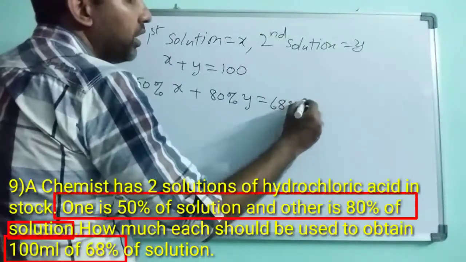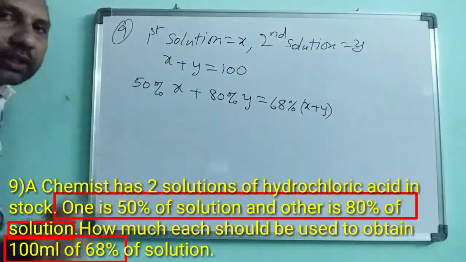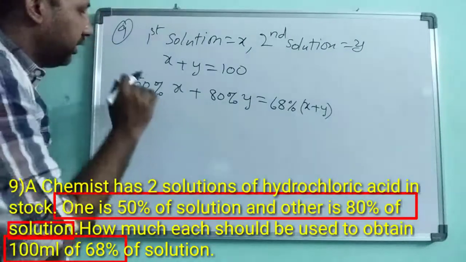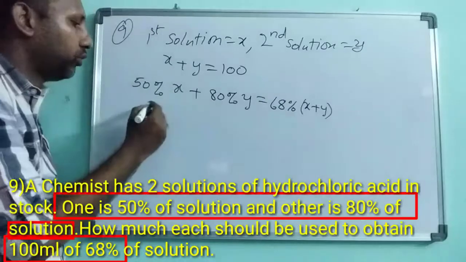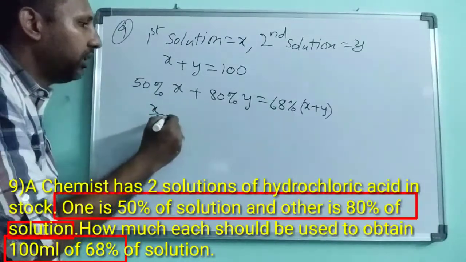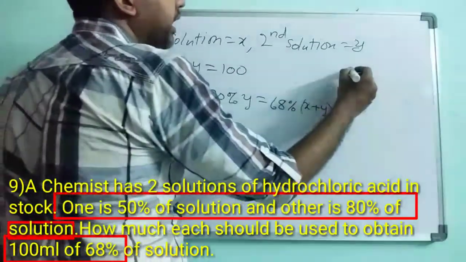68% of x plus y we should get. Now, 50% means 1 by 2, so we can write it as x by 2. Plus, and again 80%. 80% we can write as 80 by 100.